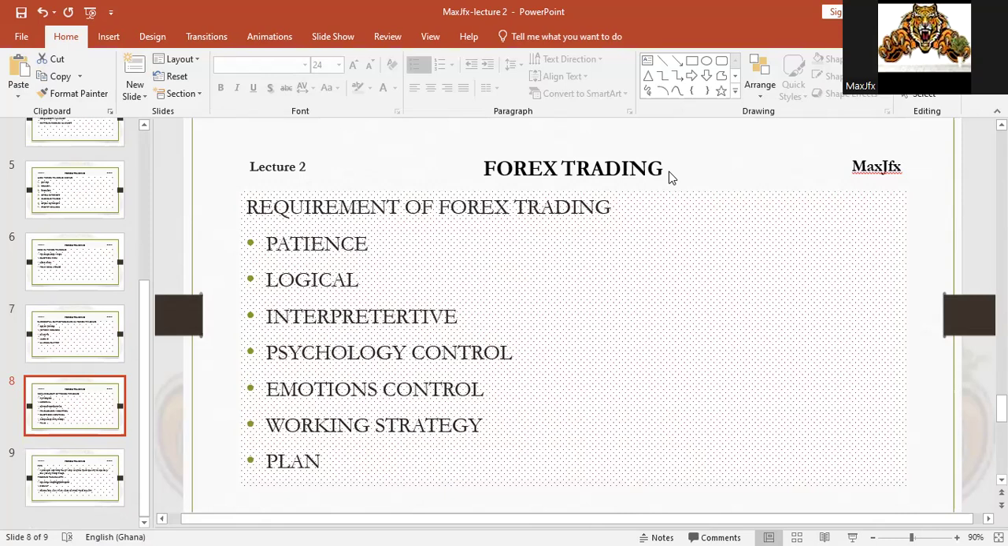A plan, because every forex trader wants to scale up, not just trading $10 for life, but $10 to 1 billion. So that's the plan. It requires logic, interpretation, psychology control, emotion control, a working strategy, patience, and a plan. Please, this is what forex requires of you, and you need to take this very, very seriously.